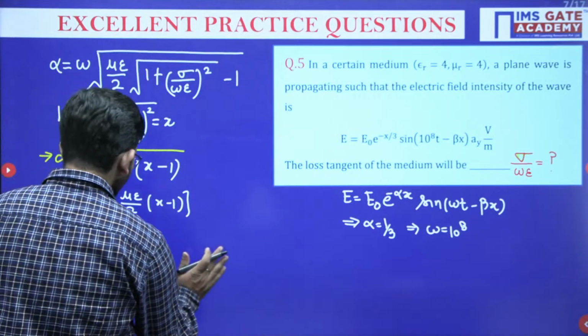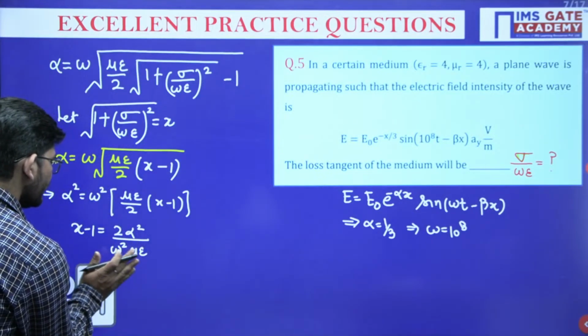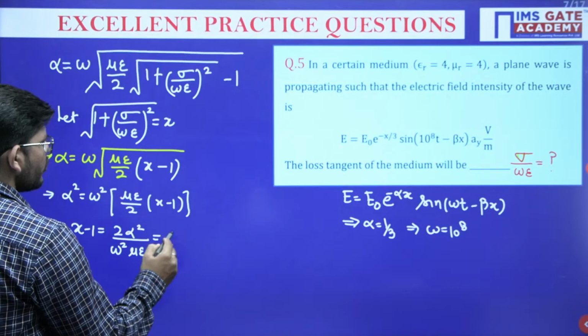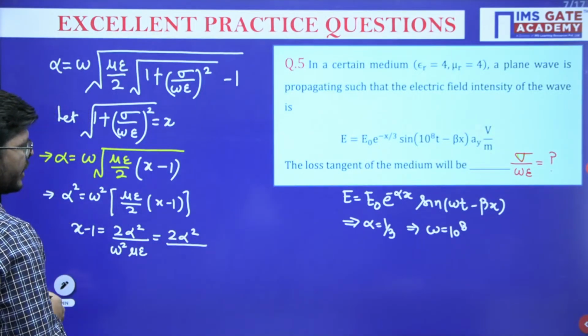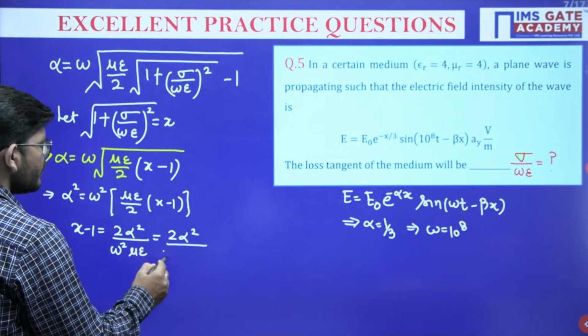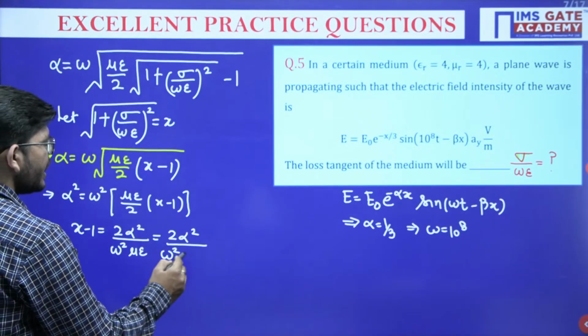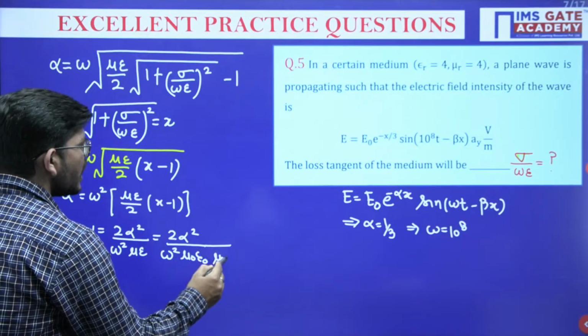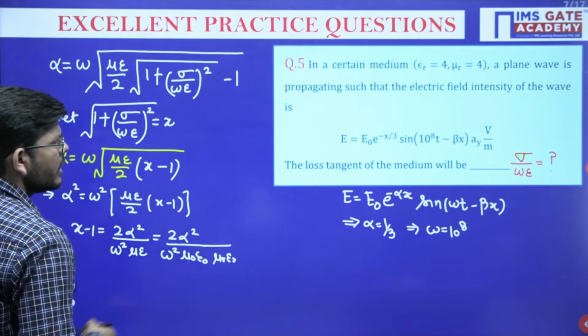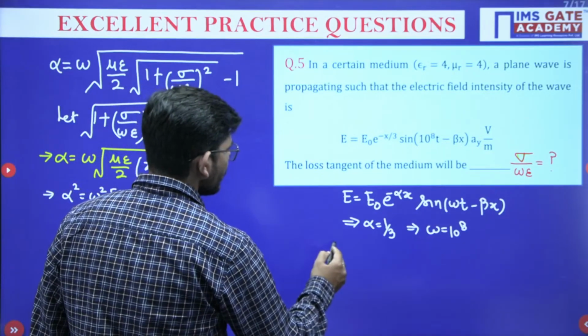Or let it be in this way, do not solve it further. We can write 2 alpha square, let us find this quantity x minus 1. Omega square mu into epsilon can be written as mu naught epsilon naught and mu r into epsilon r. Now you know what is c?